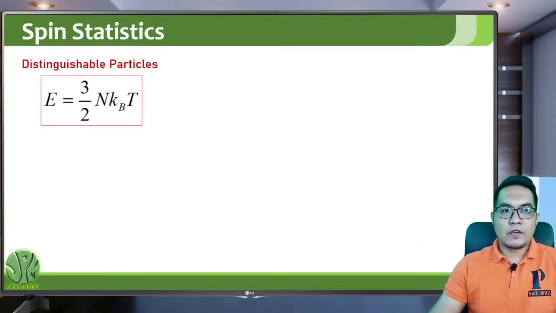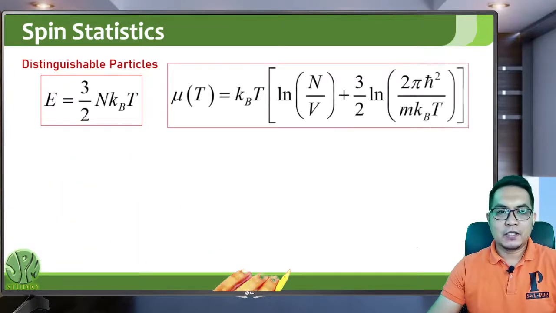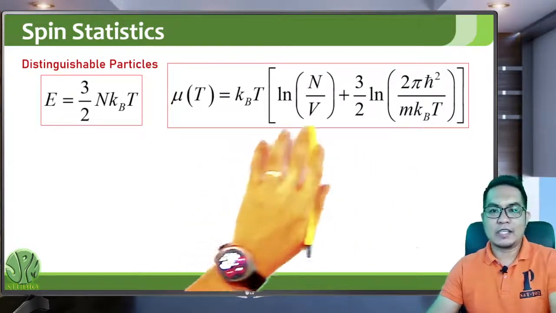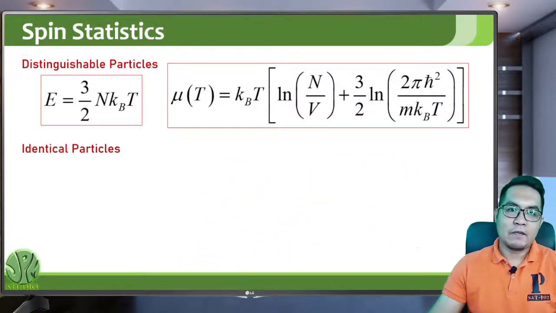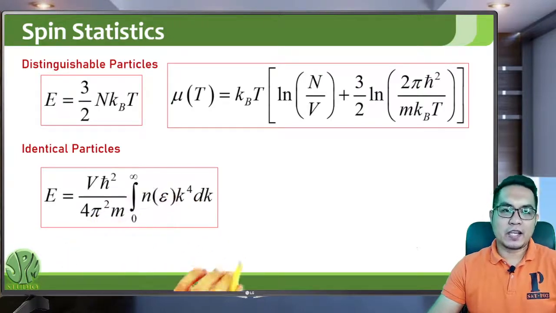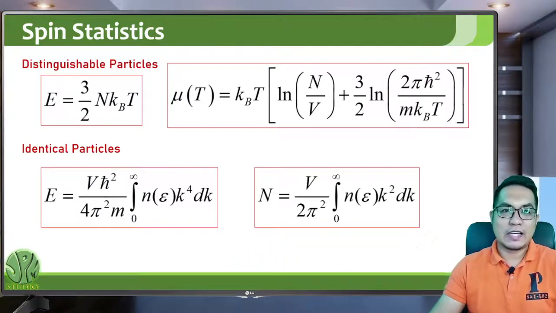So if you have distinguishable particles, the total energy again is just 3/2 nkT, and the chemical potential energy as a function of temperature can be solved, and it's equal to this one. If you have identical particles, then the energy is given by this integral, and the total number of particles is given by this integral here.